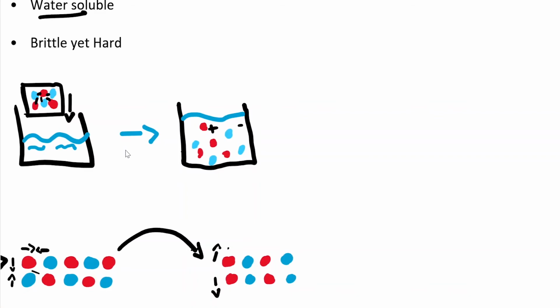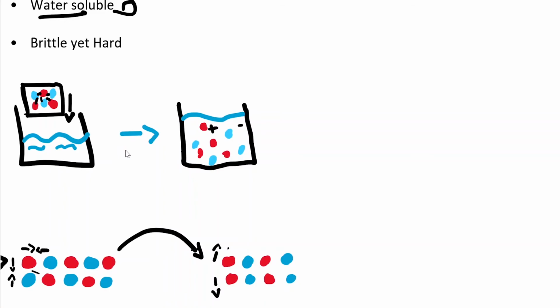Because they're water soluble, they're also electrically conductive. It's important to note that ionic substances are not electrically conductive in their solid phase. It's only conductive in its liquid phase once the individual ions break apart. That is an important note.